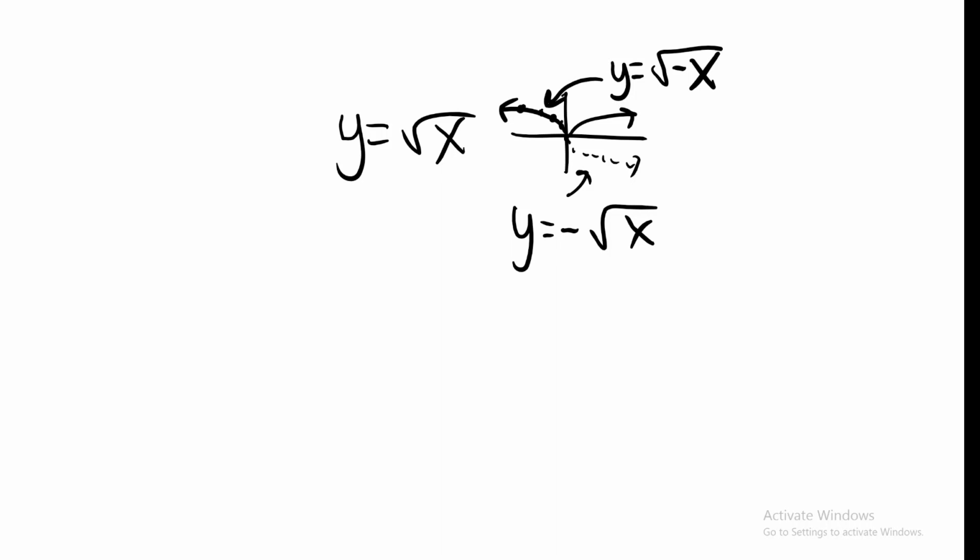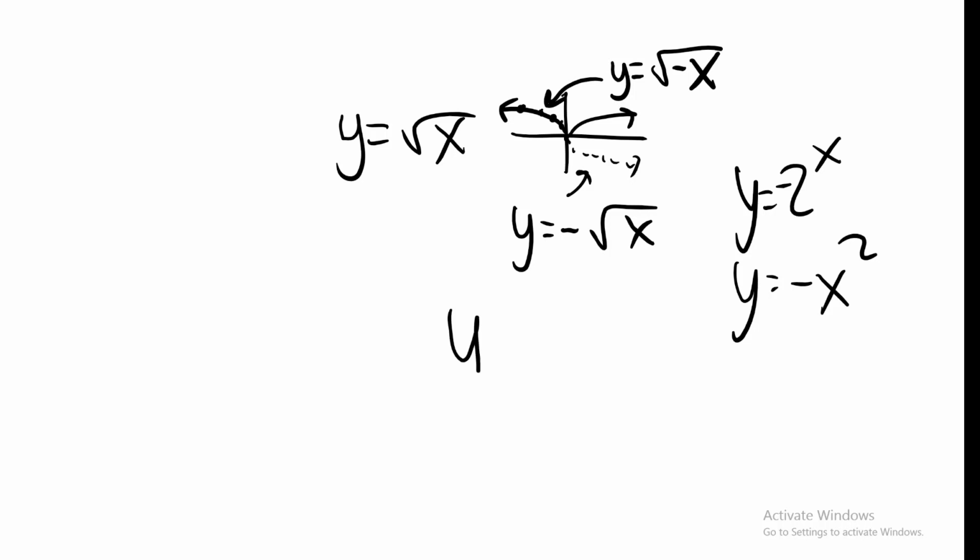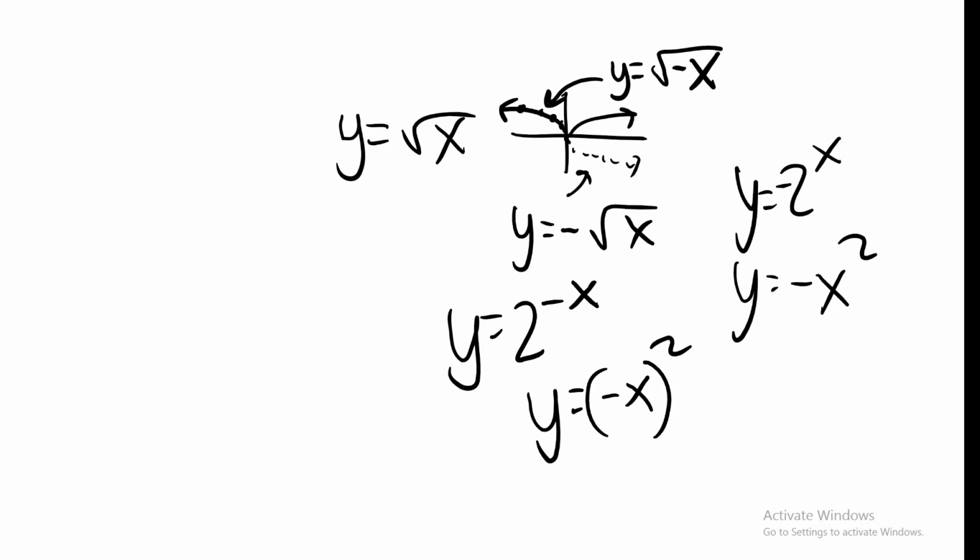And this is going to be a really consistent rule. If the negative's on the outside of even something like an exponential or a quadratic, negative on the outside means reflection over the x-axis. And if the negative is on the inside, like y equals 2 to the negative x, or y equals negative x to the second power, like this, that's a reflection over the y-axis. So next to the x, over the y-axis; on the outside, over the x-axis is our general reflection rule.